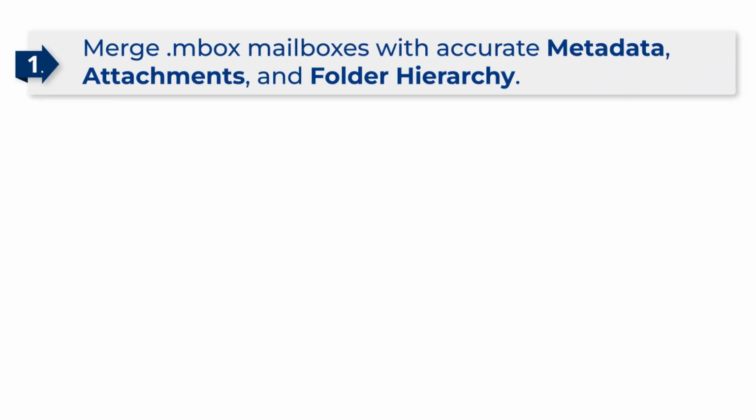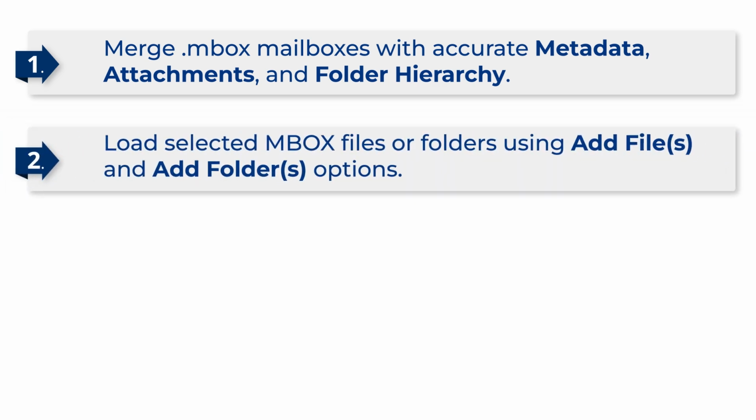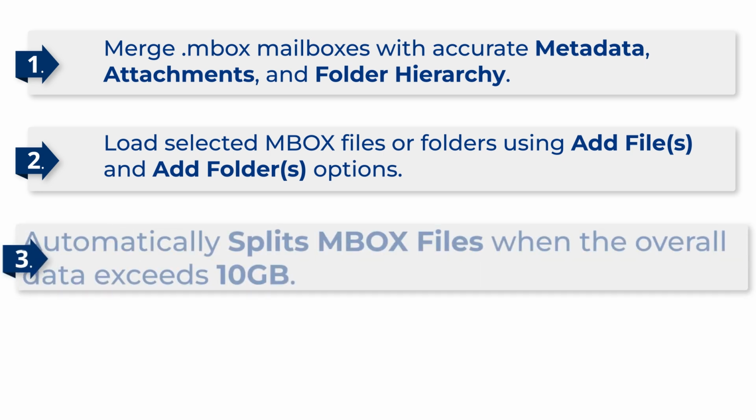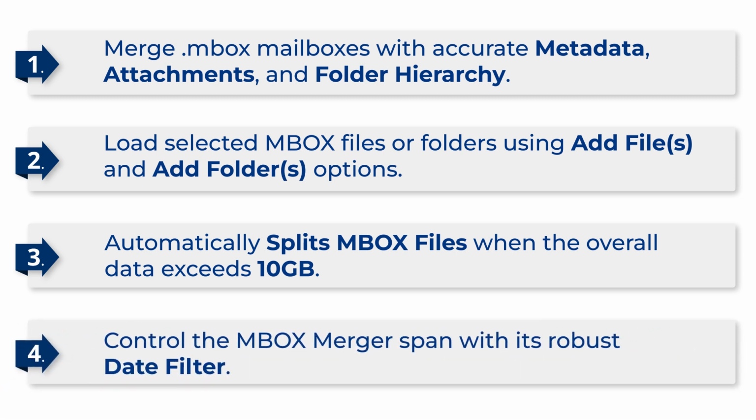Key features of the software. MBOX Merger Tool merges MBOX mailboxes with accurate metadata, attachments, and folder hierarchy. The software loads selected MBOX files or folders using Add Files and Add Folders options. MBOX Merger Tool automatically splits MBOX files when the total size exceeds 10 GB. Control the MBOX merge span with its robust date filter.